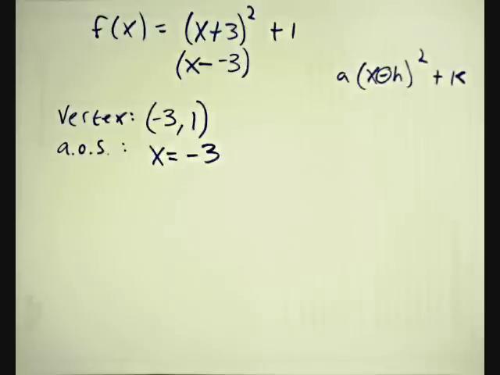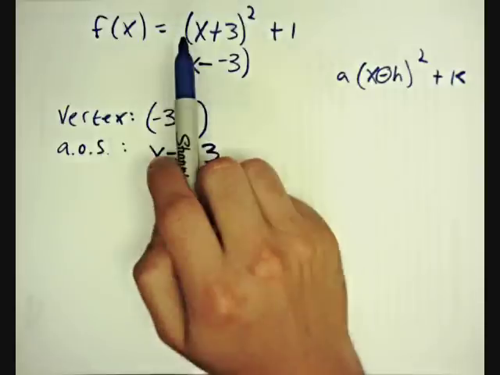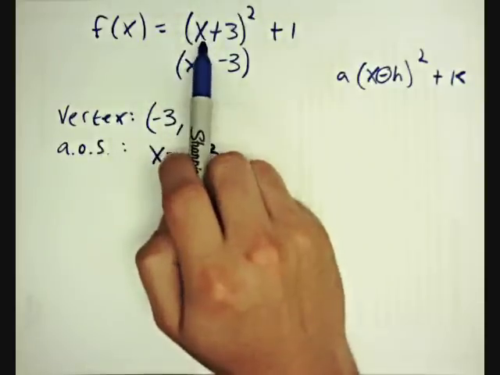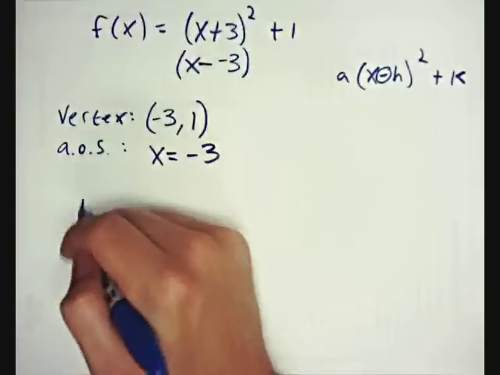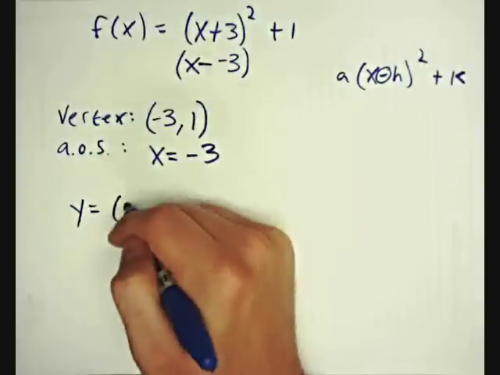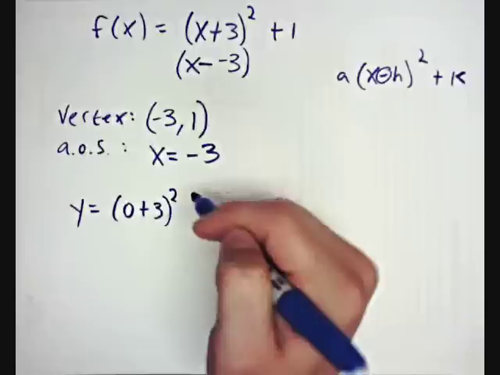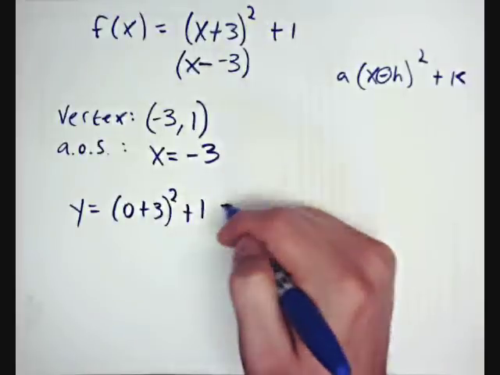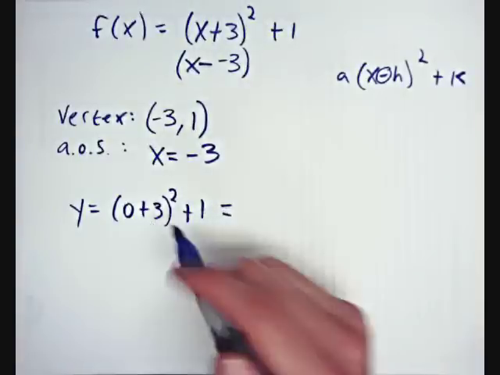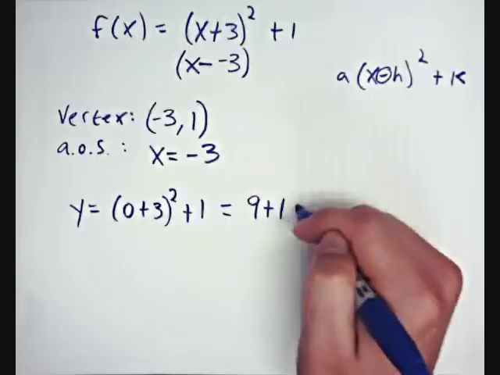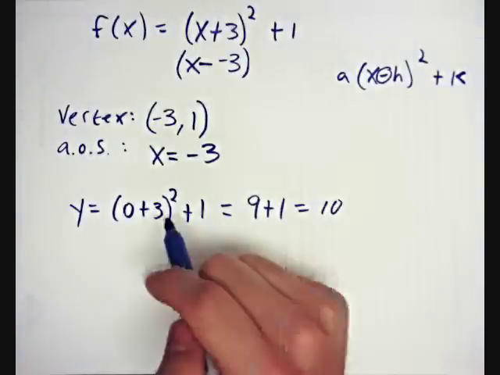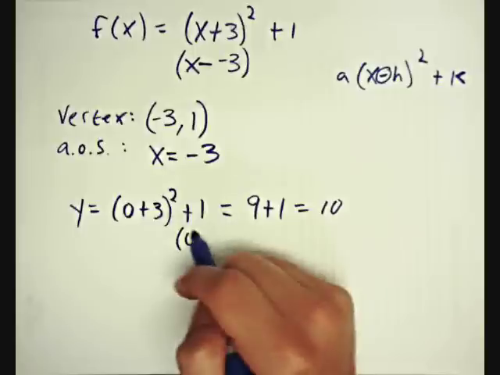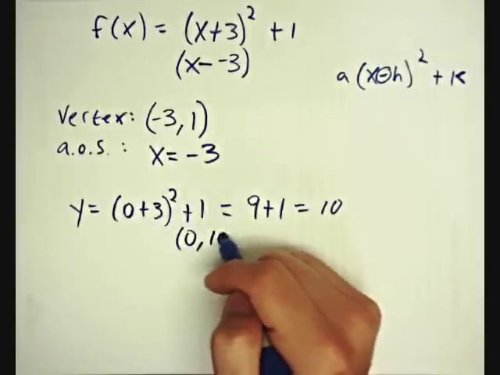You may also be asked to find the y-intercept. To find the y-intercept, no matter what the function is, we always want to take x and replace it with 0. So our y-intercept will equal (0 plus 3) squared plus 1. So that's 3 squared, which is 9, plus 1, which is 10. So the y-intercept in ordered pair form is (0, 10).